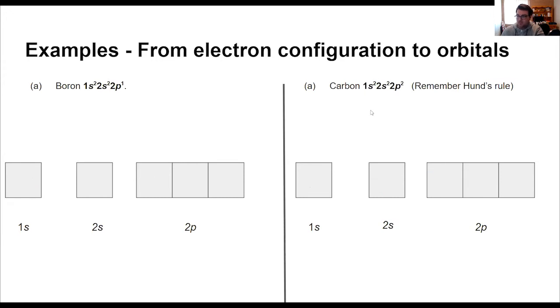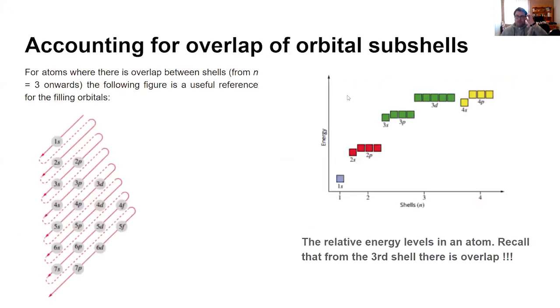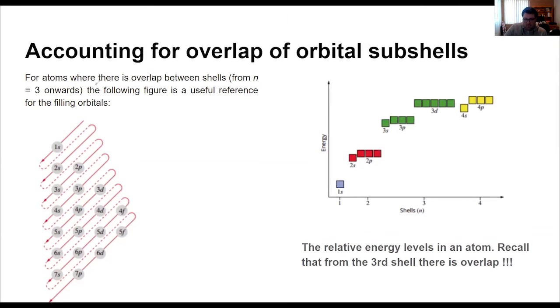All right, now there's another thing just to be mindful of, and that is when you start getting overlap. This is where scientists will start to throw out a diagram like this. This is an orbital filling diagram.